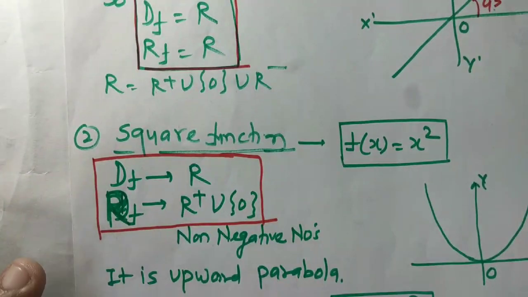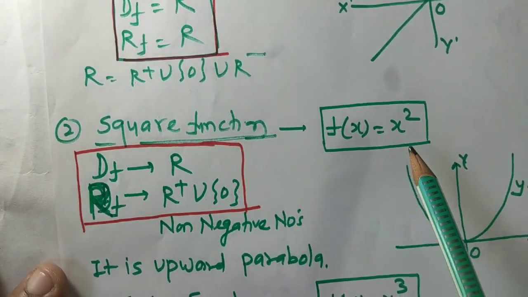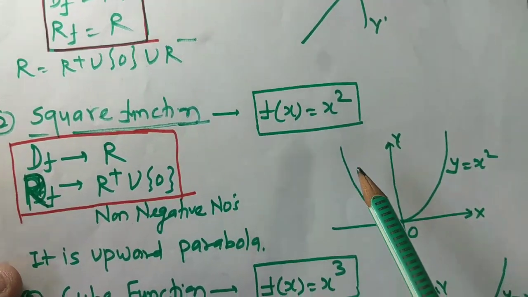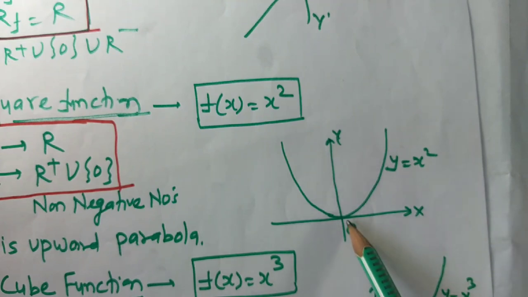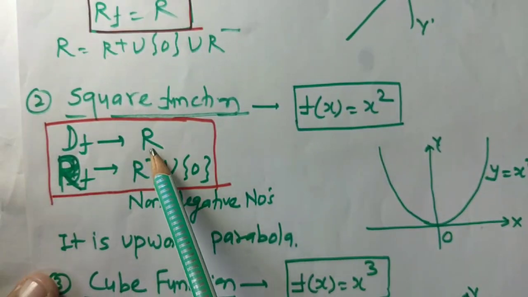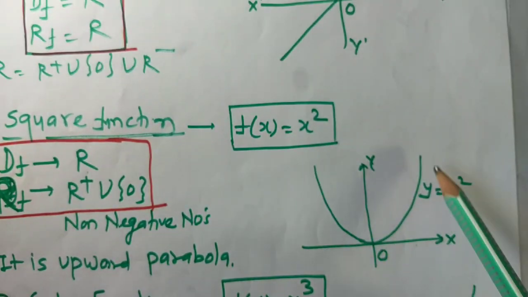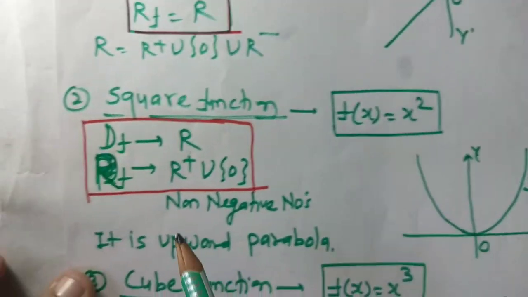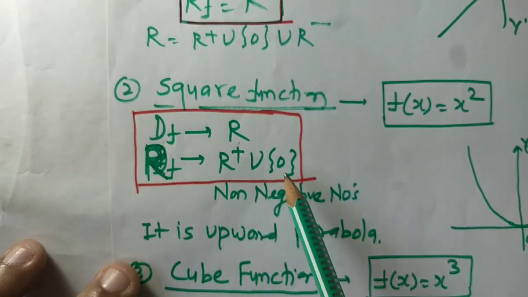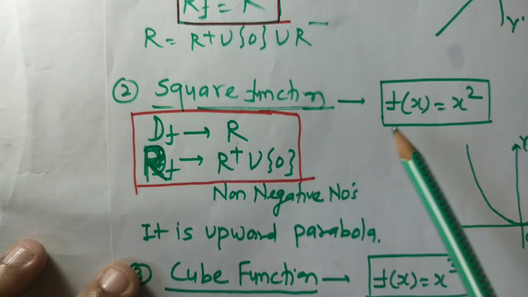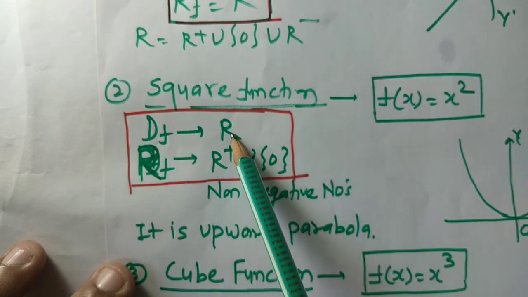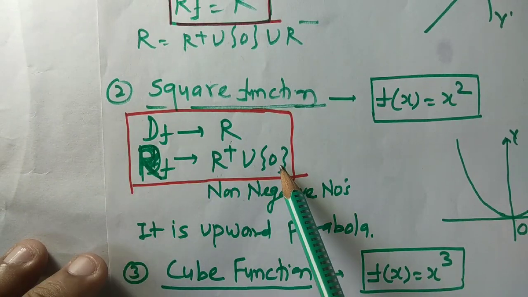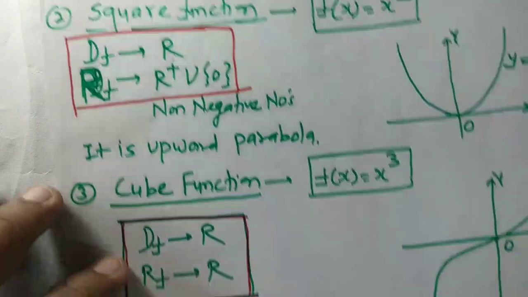Second one, the square function in the form f(x) = x². As you know, this is an upward parabola. So y = x², the x positive direction and x negative direction, both directions are coming. That's why the domain is real numbers and the range is only positive values including 0. So its range is R positive union 0. So we can say for f(x) = x², the square function, the domain is real numbers and the range is R positive union 0. It is known as an upward parabola.